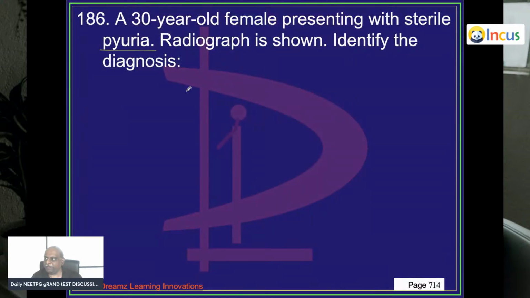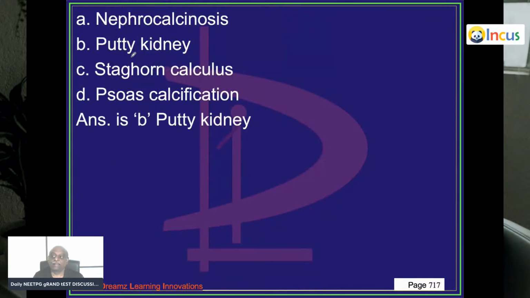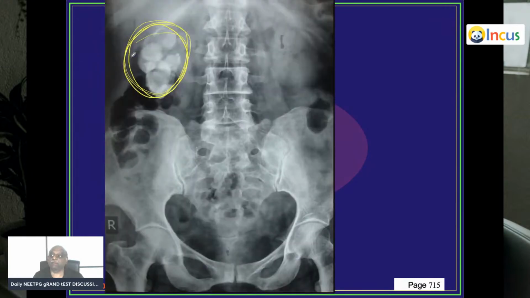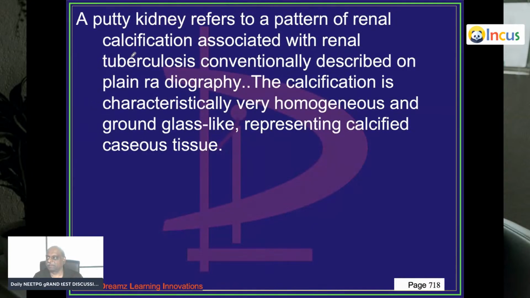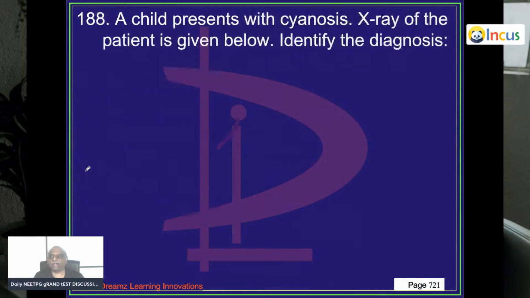30-year-old with sterile pyuria. So what is this calcified putty kidney which you've seen in TB, right? Child has prophylactic irradiation, bone marrow transplant for the treatment of ALL. What is affected least? Prophylactic irradiation, neurons. They are mostly non-replicating. Why will they get affected?